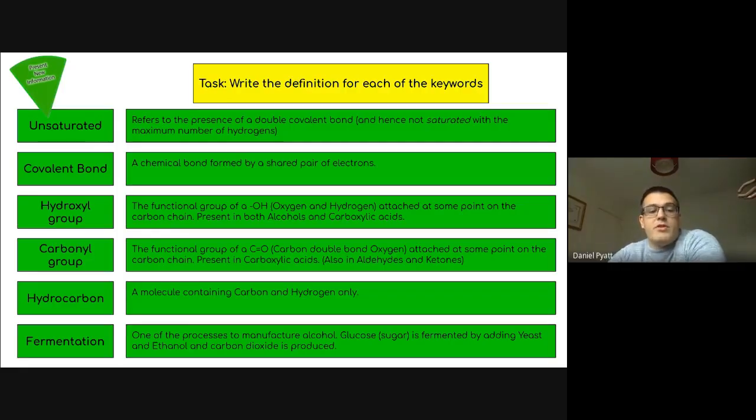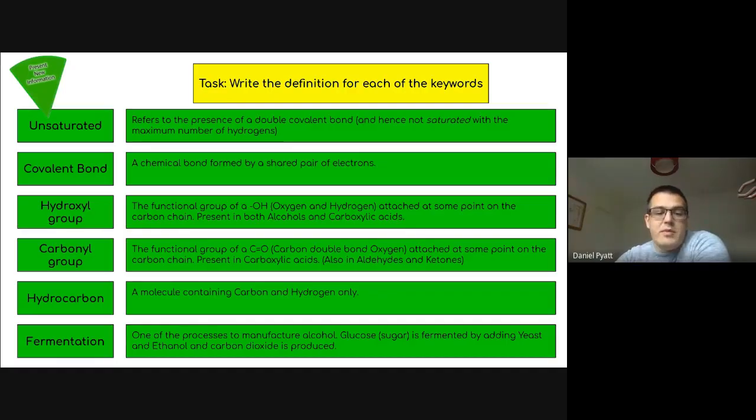Hydrocarbon. Now the definition for this is pretty straightforward, but there is an important word in here. Okay, so it's a molecule that contains carbon and hydrogen. The important word is the word only. Okay, if I was doing this on a whiteboard, I would, at this point, underline the word only. Okay, that's the important bit. You must have that word.